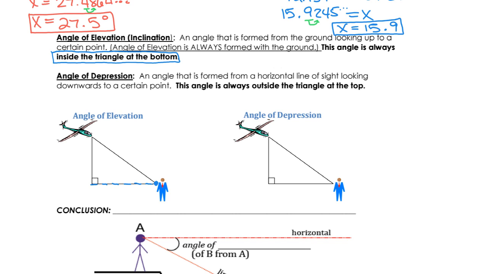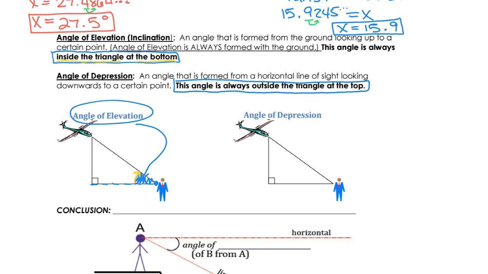And then all of a sudden he hears a plane up above him, and so he looks up. This right here is his angle of elevation. Whatever this angle measures, that's his angle of elevation because he looked up to see the plane. Notice that angle is inside the triangle at the bottom. All right, let's talk about angle of depression. That's an angle that's formed from a horizontal line of sight looking downwards to a certain point. This angle is always outside the triangle at the top.